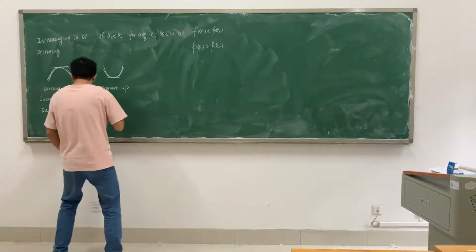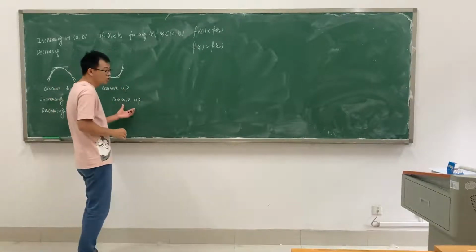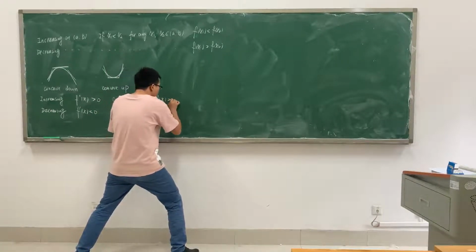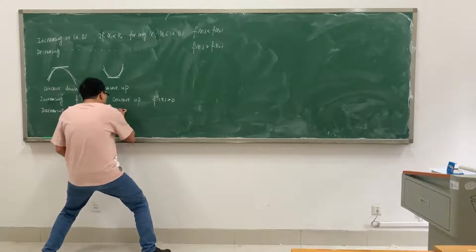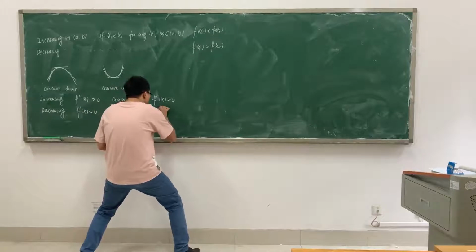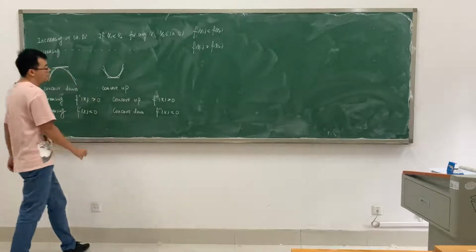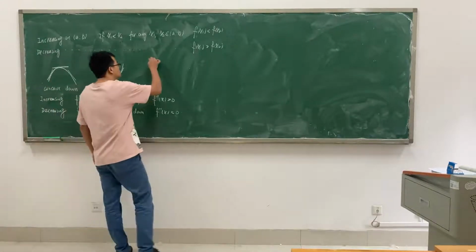And concave up: if the second order derivative is greater than zero, we say it's concave up. If the second order derivative is less than zero, we say it's concave down. So this is decreasing, concave up, concave down, and we introduce a point called the inflection point.